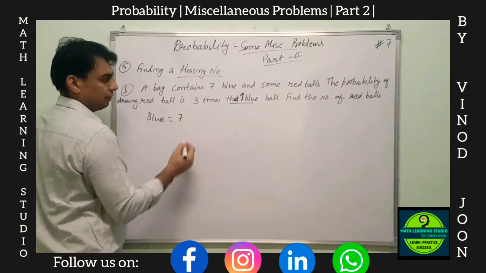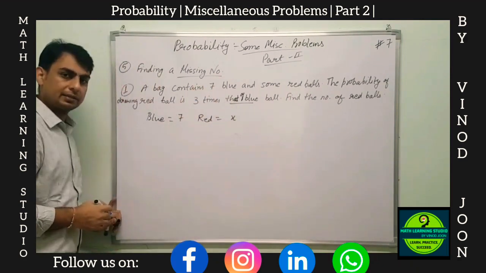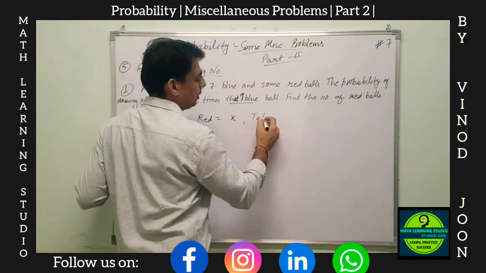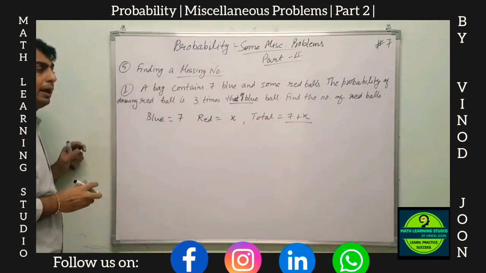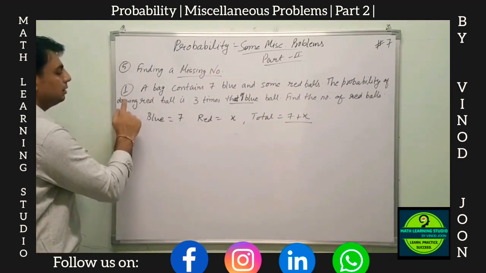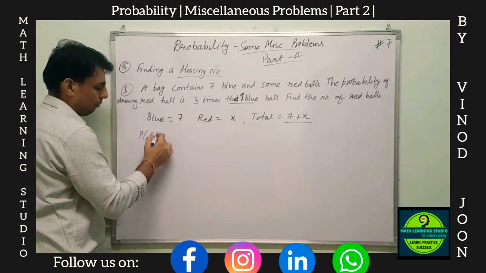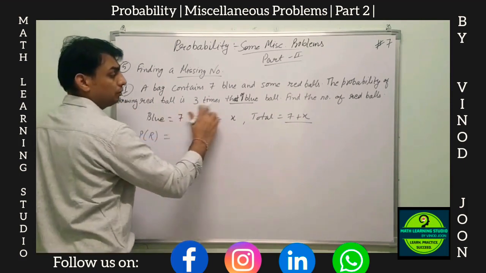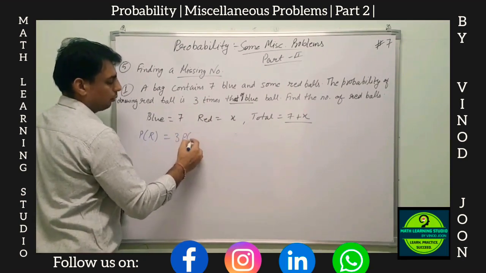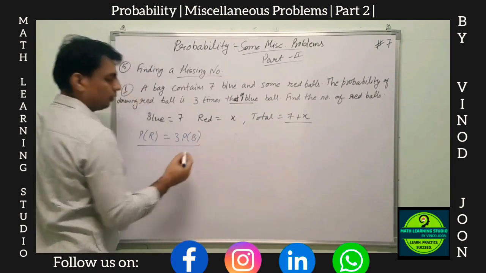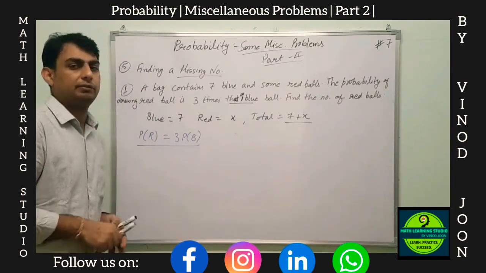Okay, that means we have three information given. Blue balls are 7 and red balls are some, may take it as X. That means total balls will become how much? 7 plus X. And we have one more information given, and it is the probability of drawing the red ball. So it is like probability of red ball is equal to 3 times that of blue, 3 times the probability of blue. This one more information is given. So we'll be applying this equation only to get the value of X.